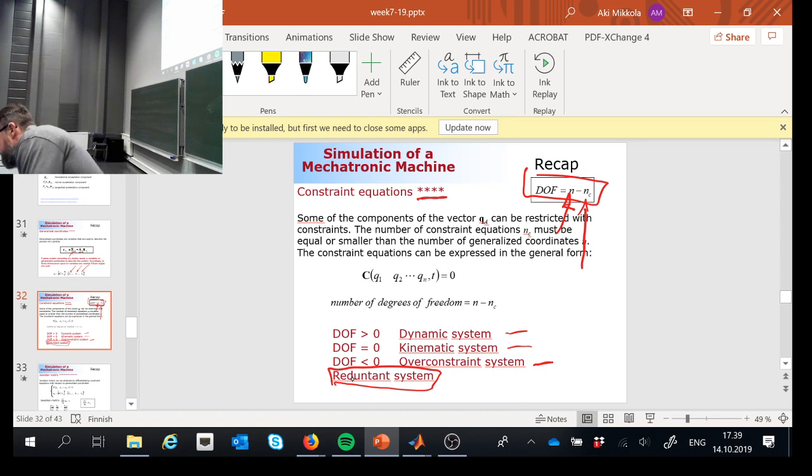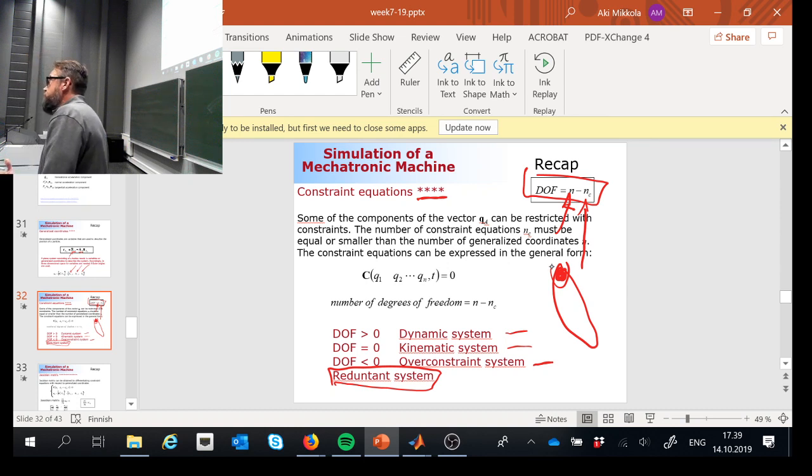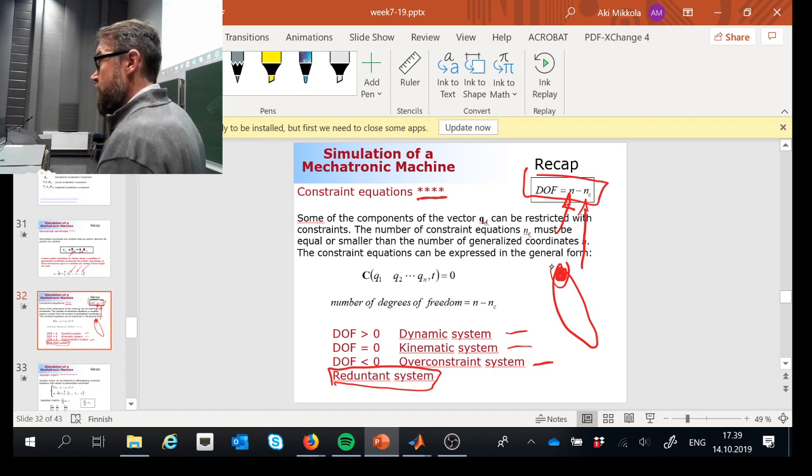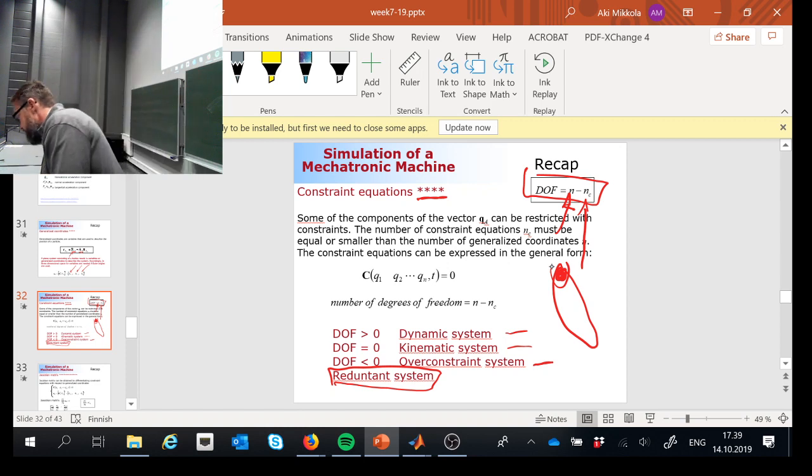Meaning that you have, for example, a pendulum body here with one revolute joint, and in exactly the same place you have another revolute joint. It's not that you have four constraint equations, because they are not independent. They are placed in the same location and limit the motion possibilities in exactly the same way. So they depend on each other. That's a typical example of a redundant system.